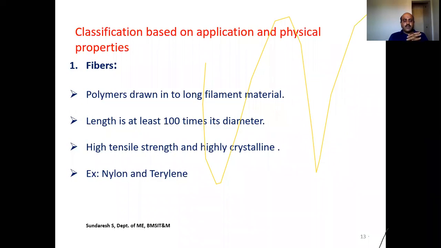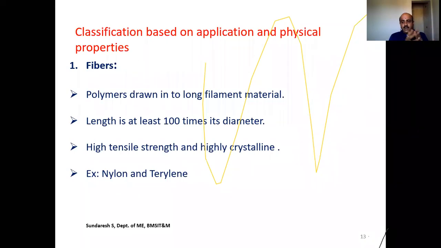Fibers. These are the polymers which are drawn into a long filament material, so that their length is at least 100 times its diameter. For example, nylon and terylene. These type of polymers are in the form of fibers. You can see very thin, thread-like material or units. Such type of polymers we call fibers, where their length is at least 100 times its diameter.